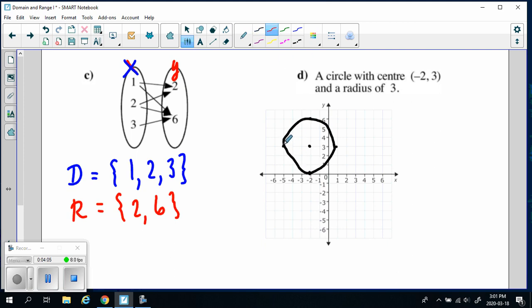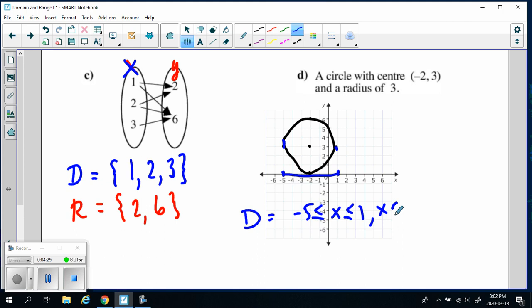So when I'm looking for my domain, we're looking at the values of x that run between these 2 points here. Okay, so we're looking at -5 all the way to 1. So our domain is -5 to 1, and it's x values that run in between those.